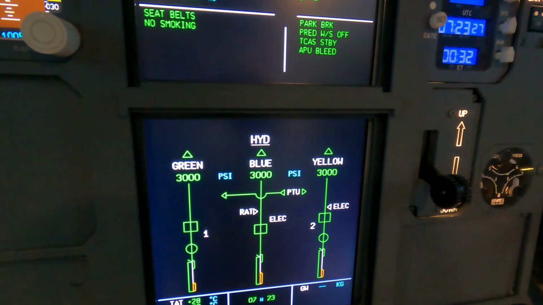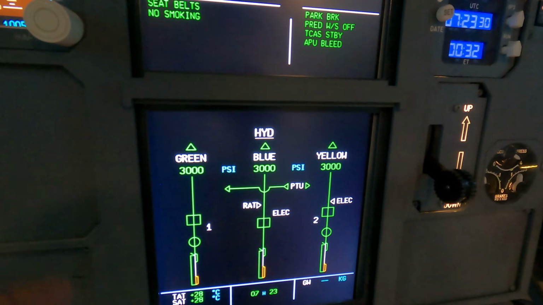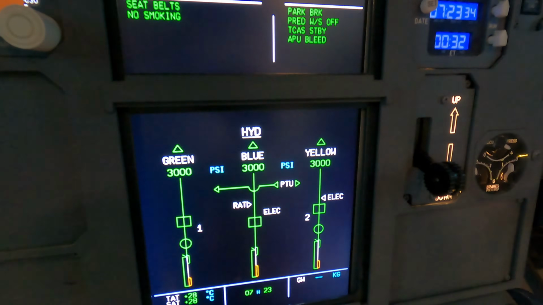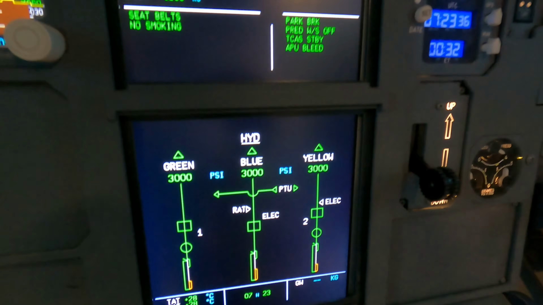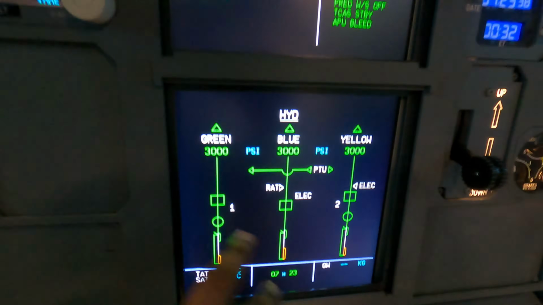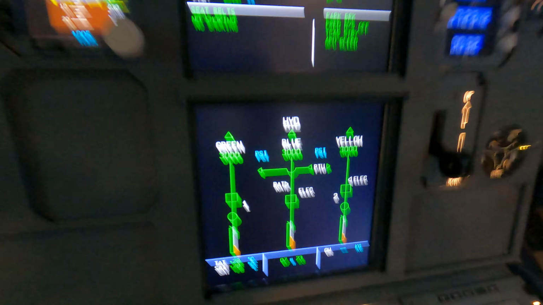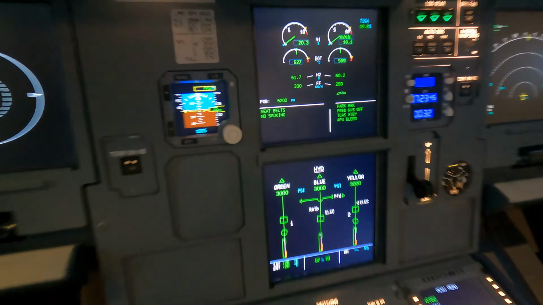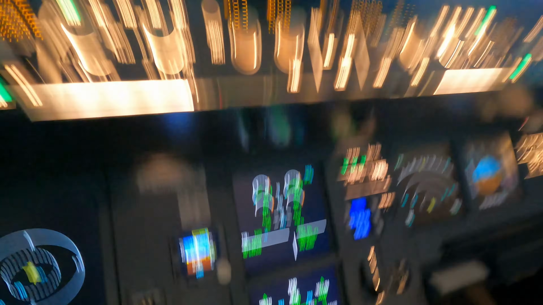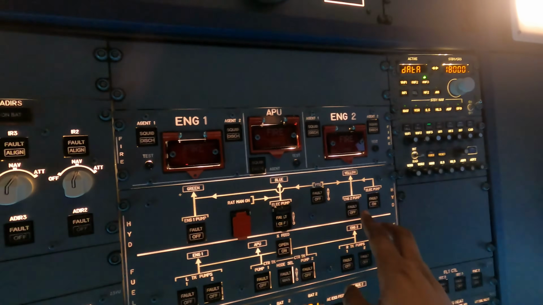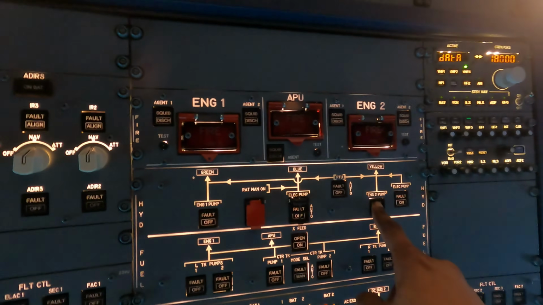All right, so that's how the hydraulics are working. Off the engines, you can power them on using the electrical pump, provided you have a power source, ground power or APU, or you can power them using engine 1 and engine 2. All right, now let's just say the yellow hydraulic system fails. All right, so what I'm going to do is I'm going to come up here and I'm going to turn off the yellow hydraulic pump.